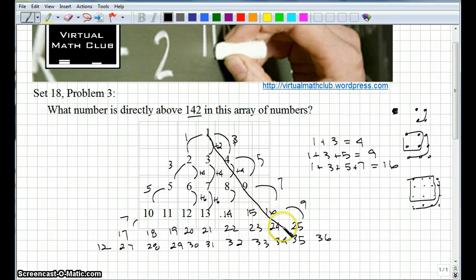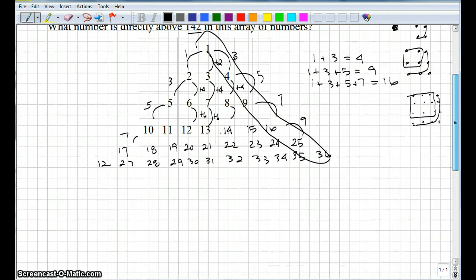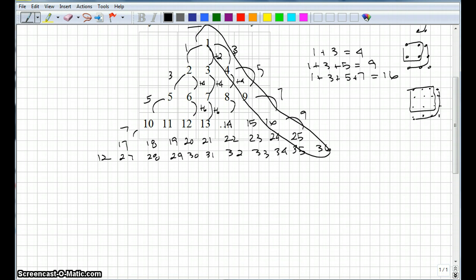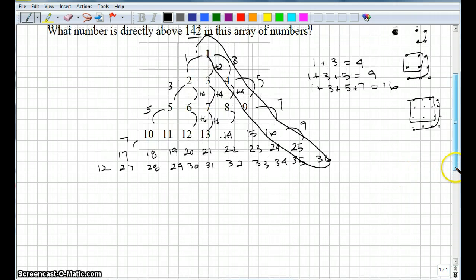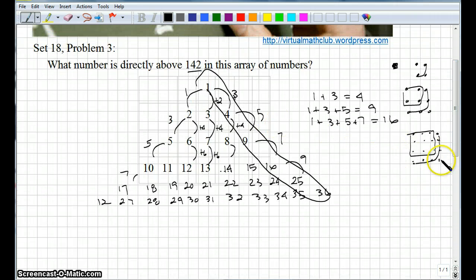Let me see if I can mark that. This is always going to be a square. We can just look at the squares and try to figure out where we're at, okay? So let's do that. Let's think about here. We're trying to figure out what number is above 142.